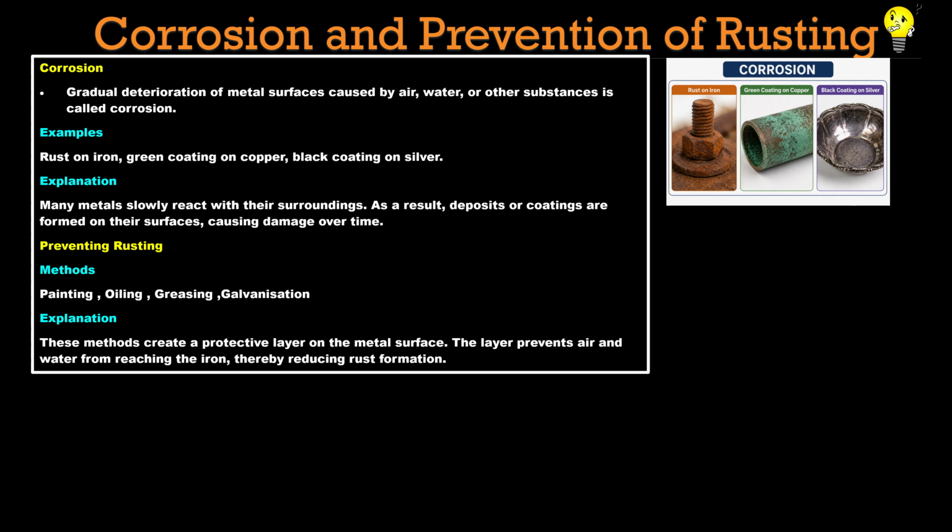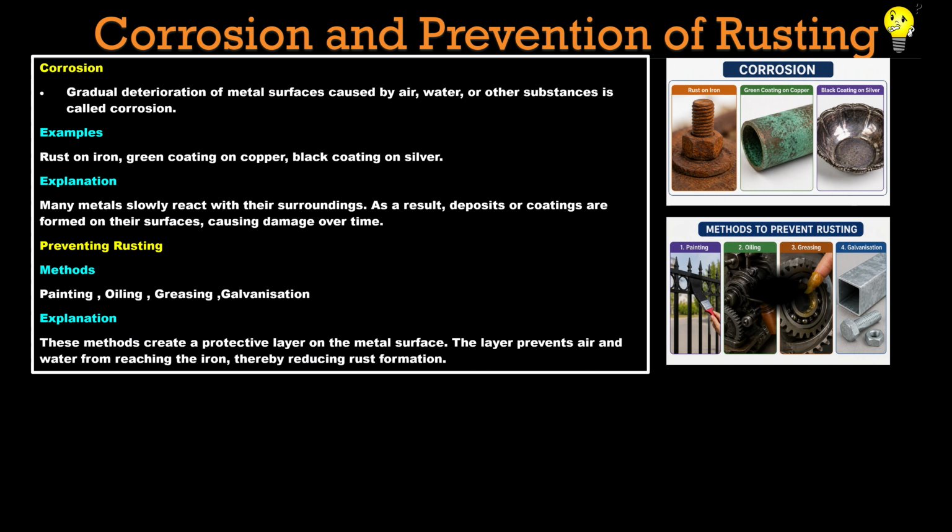Since rusting damages iron objects, it is important to prevent it. Several methods are commonly used to protect iron from rusting. One method is painting. A coat of paint covers the iron surface and prevents air and water from coming into contact with the metal. Another method is oiling. Oil forms a thin protective layer on the surface and reduces the chances of rust formation. Greasing works in a similar way. It is commonly used on machine parts and metal components to keep moisture away from the iron surface.